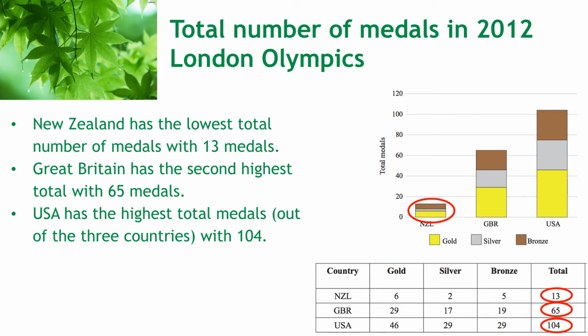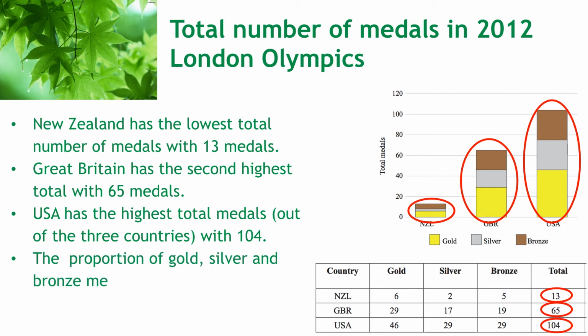Then I'm going to look at each of the three graphs there. And when I look at those graphs, if I look at the proportion of the golds to silver to bronze, if I take New Zealand's one and stretch that bar up so it's a similar height, proportionally the gold, silver and bronze would be around about the same. So I just want to make a comment that the proportions are similar for all three countries.